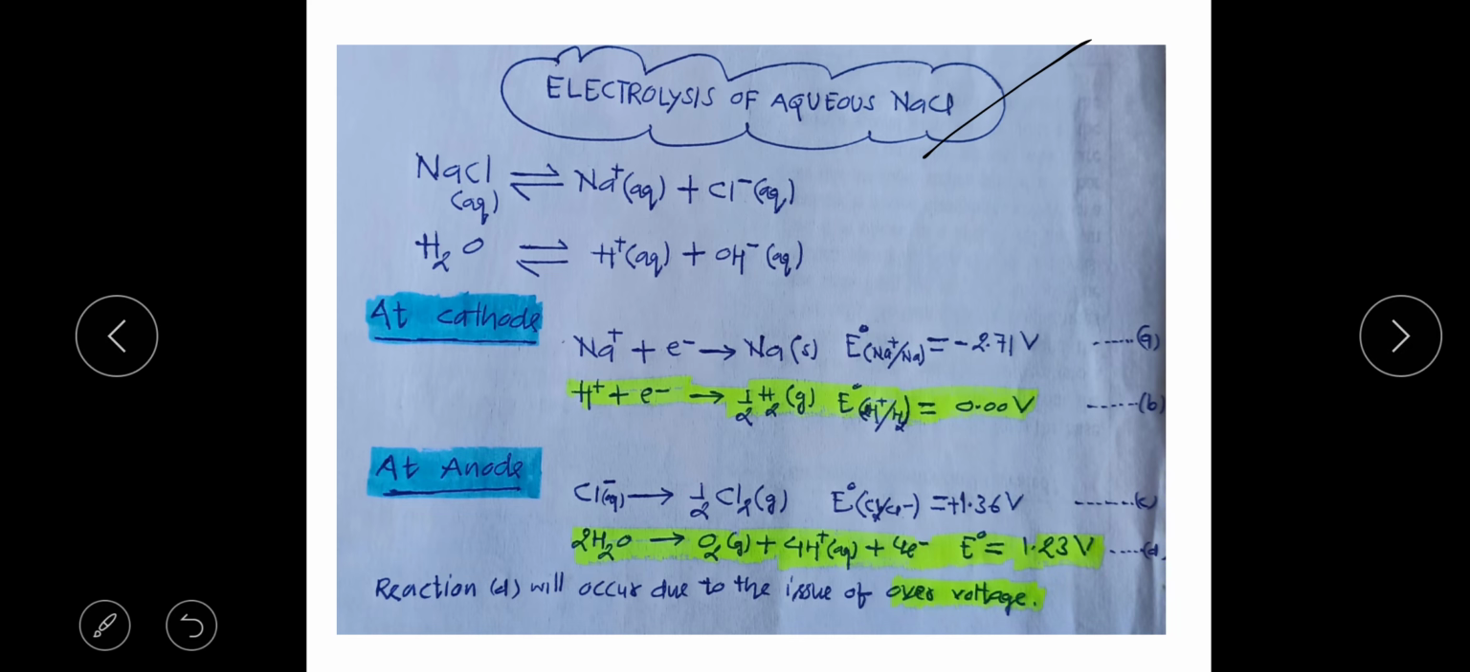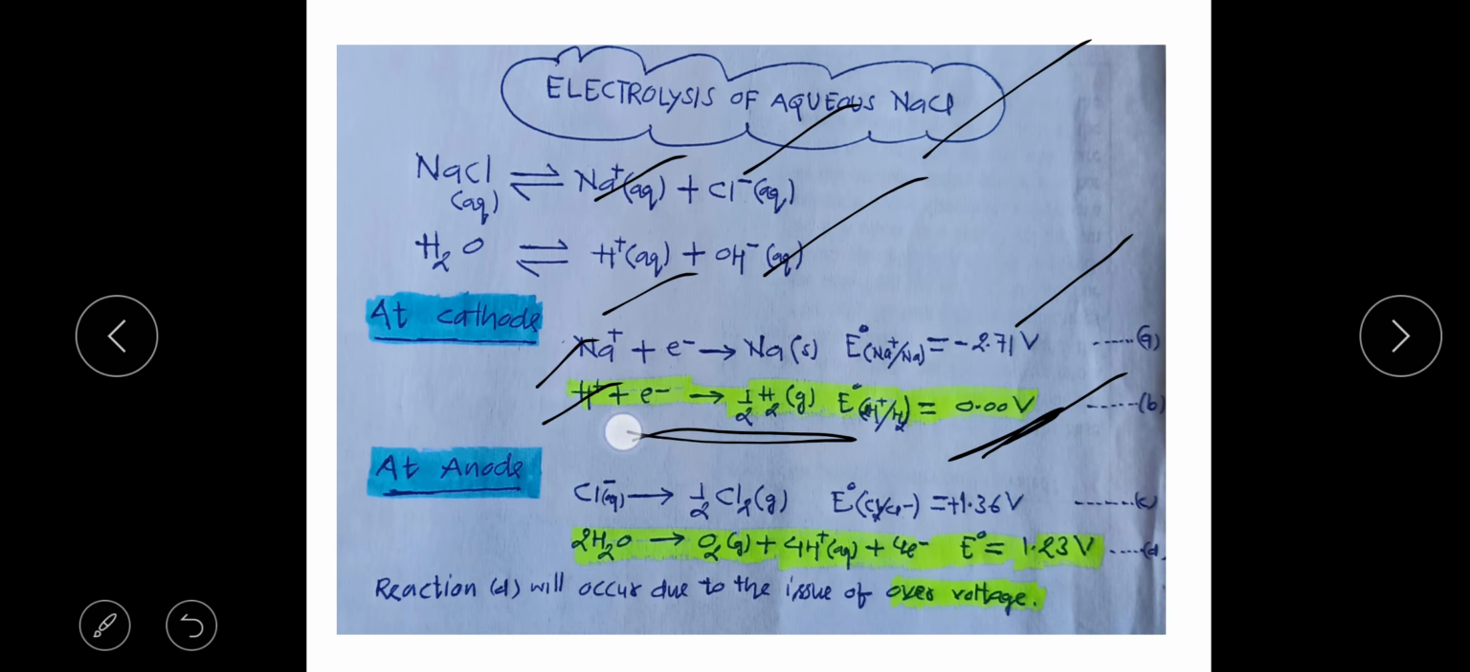Electrolysis of sodium chloride. These are the ions which are present in aqueous sodium chloride solution. At the cathode, these two reduction reactions are possible, but the reduction potential of hydrogen is more than the reduction potential of sodium. So that's why the reaction which is highlighted here will happen. H positive will gain an electron and hydrogen gas will be produced.